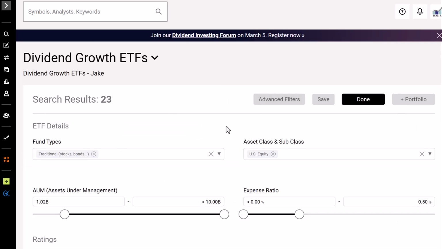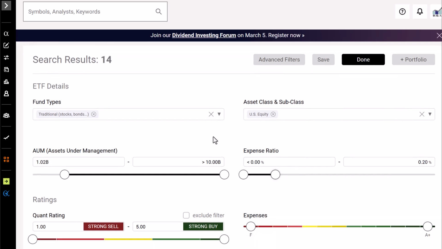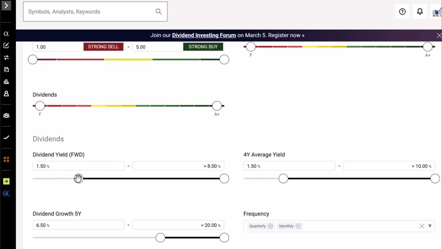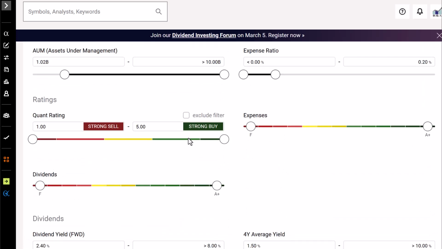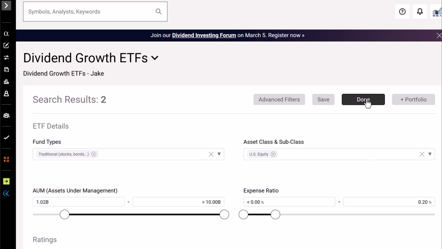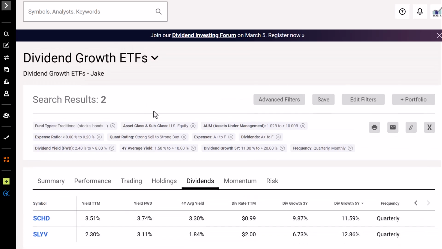Let me give you a few examples if you wanted to drill into this even more. So for example, if we wanted even a lower expense ratio and even a higher dividend yield and even a higher dividend growth rate, what is it going to show us? We only got 2. Okay, well, let's see what we got here. We got SCHD and this one right here. Okay, so that's how you use the dividend ETF screener for dividend growth.